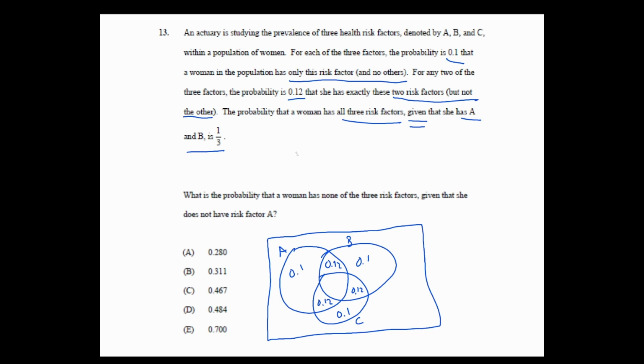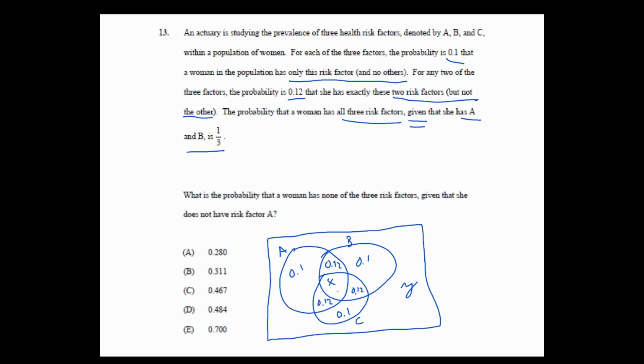Now, the final part of this is that the probability that a woman has all three risk factors, given that she has A and B, is 1/3. So this last sentence doesn't actually give us the value of this final intersection where all three circles are intersecting, but it does give us enough information to actually solve the problem. So I'm going to call this X, and anything outside of these circles, I'm going to call Y. Okay?